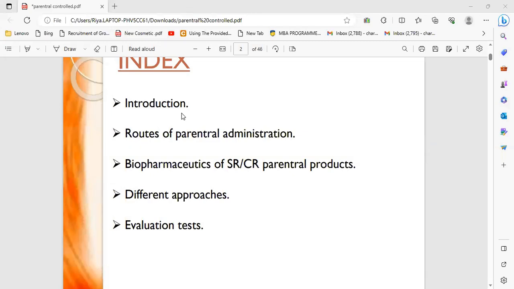Today's topic is parenteral controlled drug delivery system. So we are going to discuss the parenteral controlled drug delivery system here, and it includes introduction, routes of parenteral administration, biopharmaceutics of sustained release, controlled release parenteral products, and different approaches for giving parenteral administration of the drug, and some of the evaluation tests we are going to discuss today.